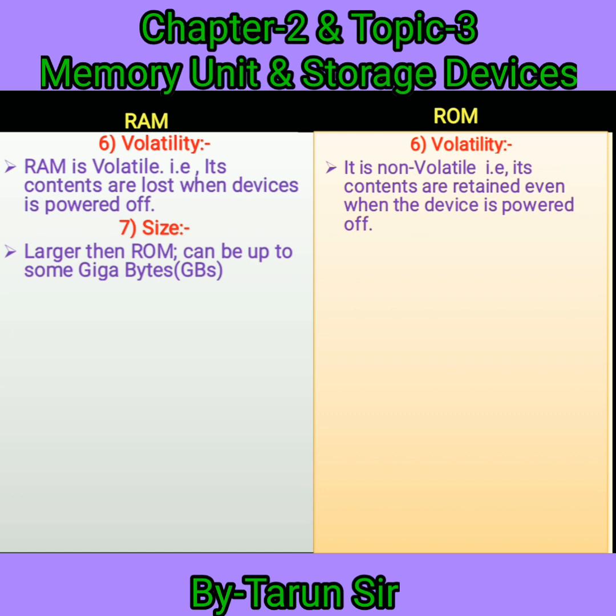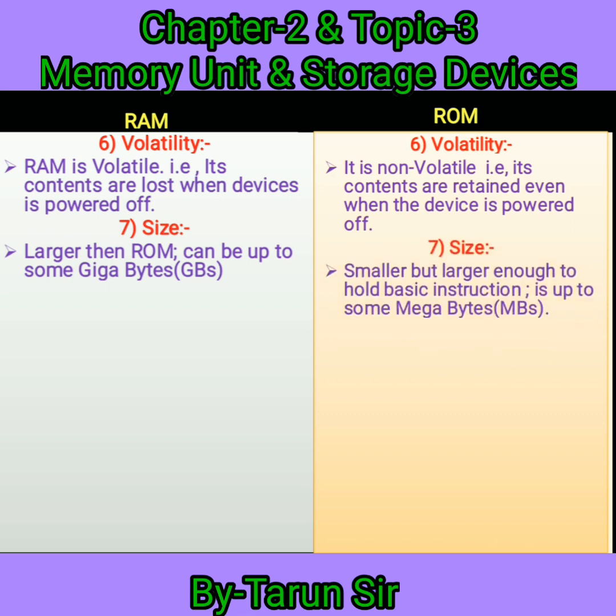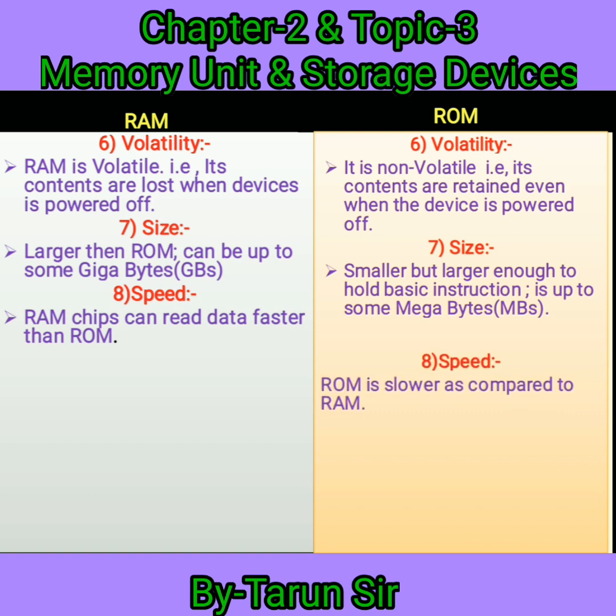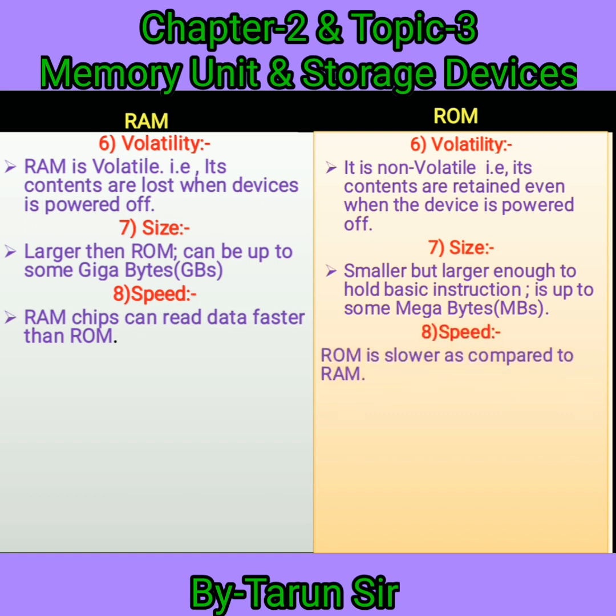Larger than ROM, it can be up to some gigabytes. ROM is smaller but large enough to hold basic instructions, up to some megabytes. And next, speed. A RAM chip can read data faster than ROM. ROM is slower as compared to RAM. And types.